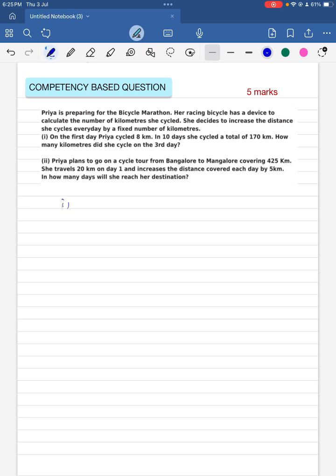Now, in the first part, they've mentioned that on the first day, Priya cycles 8 kilometers, which means the value of a is equal to 8. And in 10 days, she's cycled a total of 170 kilometers, which means the value of S10 is equal to 170. We know the formula Sn is equal to n by 2 into 2a plus n minus 1 times d. So S10 would be equal to 10 by 2 times 2a plus 10 minus 1 times d. That is S10 equal to 5 times 2a plus 9d.